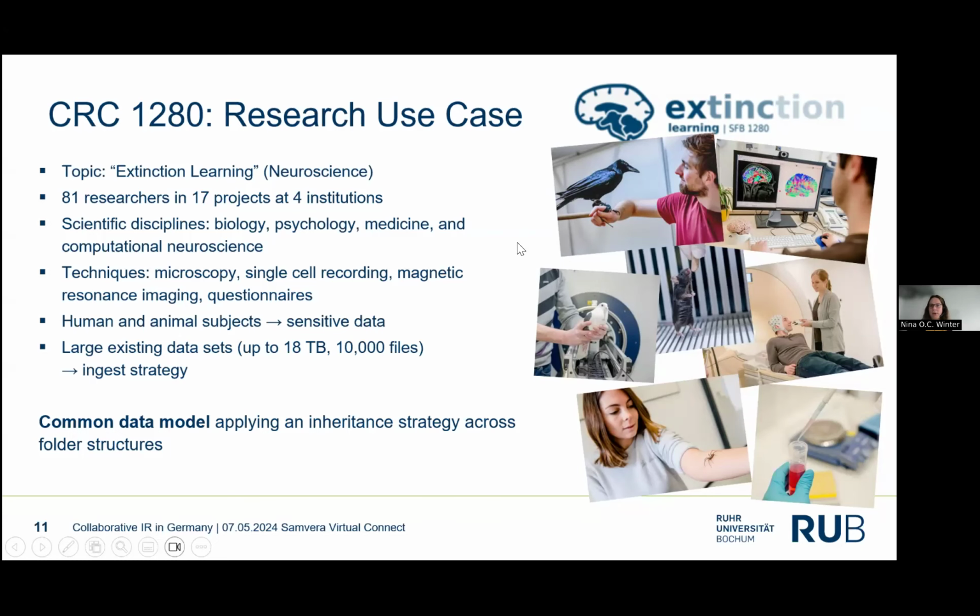They perform experiments on these crows, and they really have to take them out of nature because jackdaws do not breed when they are in human hands. So you really have to take their eggs out of the nest and raise them by hand. This takes quite a while, and then experiments are performed with them and data are produced. So you can really see that this data is of high value. And they developed a common data model applying an inheritance strategy across folder structures. They store all their data on a common device together with their metadata.